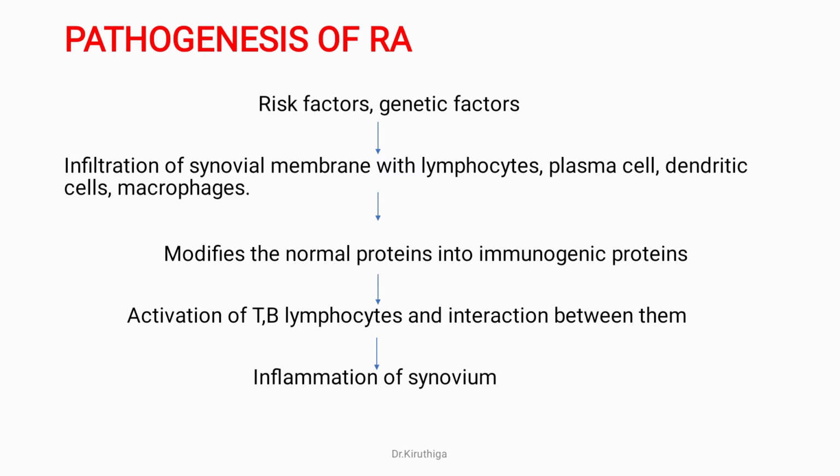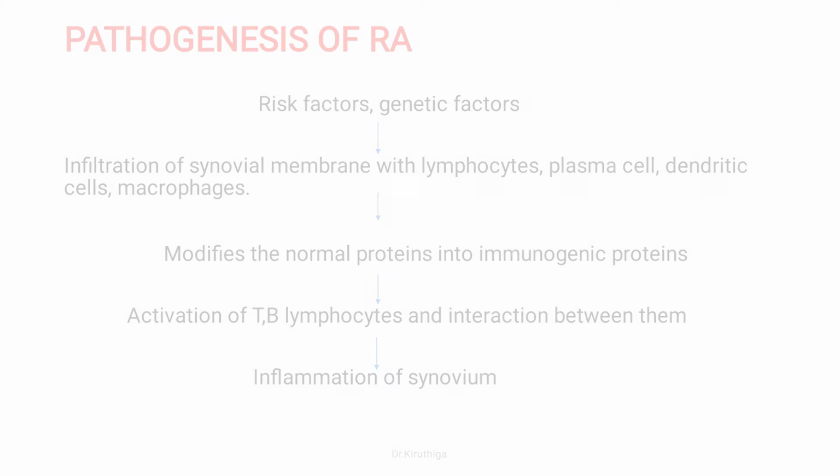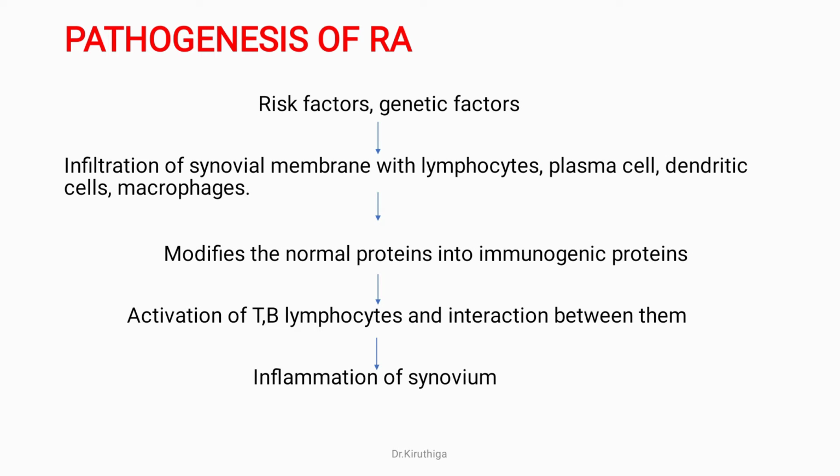Commonly we see bacteria or virus as a triggering mechanism, whereas in rheumatoid arthritis it is autoantibody generation. Due to the genetic factor and risk factors, the synovial membrane is infiltrated with a lot of lymphocytes and plasma cells. This infiltration turns normal proteins into immunogenic proteins, autoantibodies. Autoimmunity is activated in the synovial membrane. The rest of the processes are related to the normal inflammatory process only.